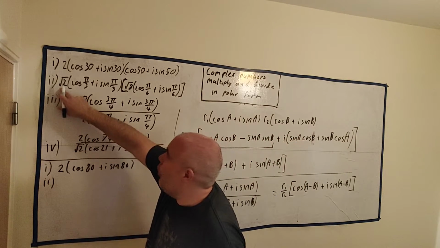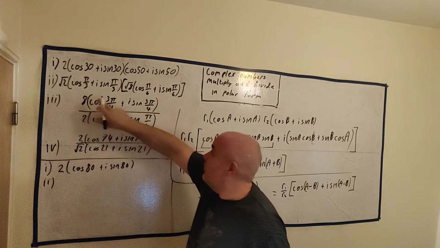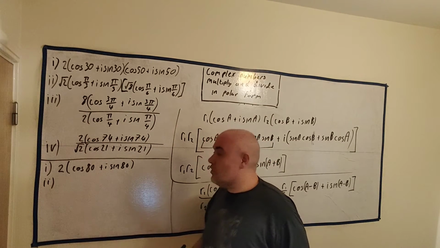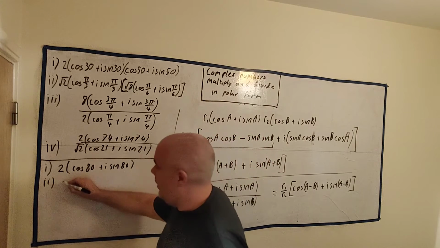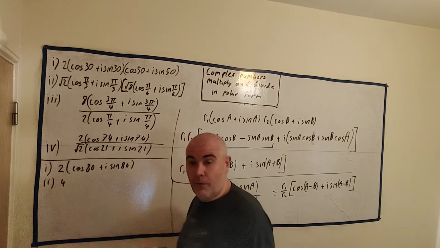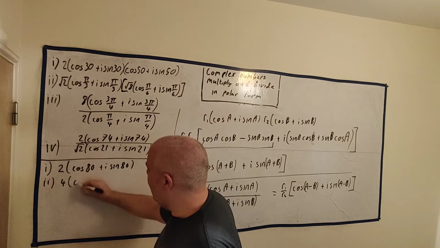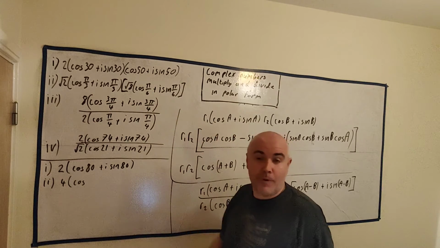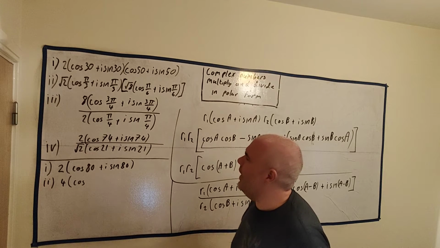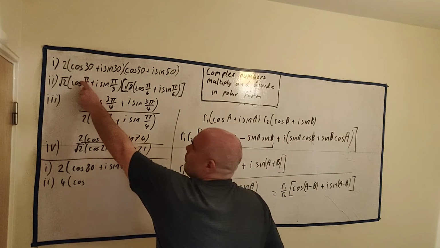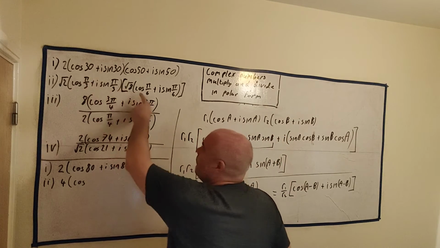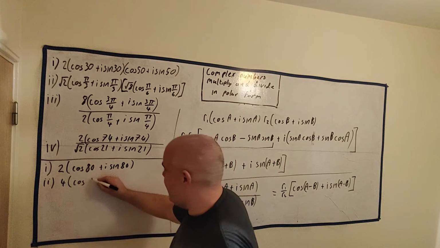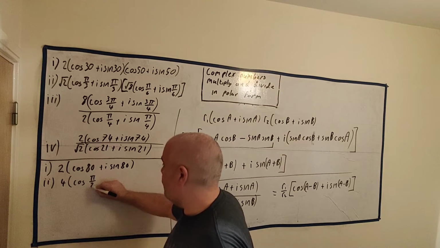Okay, we have R1 is square root of 2. R2 is square root of 8. Multiplying them together, we get square root of 16, which luckily I can do in my head, is 4. And then we have cosine of pi over 3 plus pi over 6. A little harder to do in my head. But this is 2 pi over 6 plus pi over 6 gets me 3 pi over 6, which is the same as pi over 2.